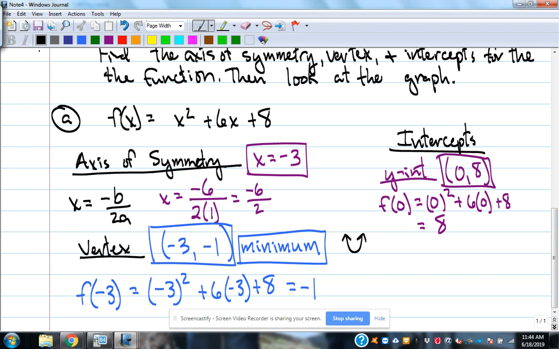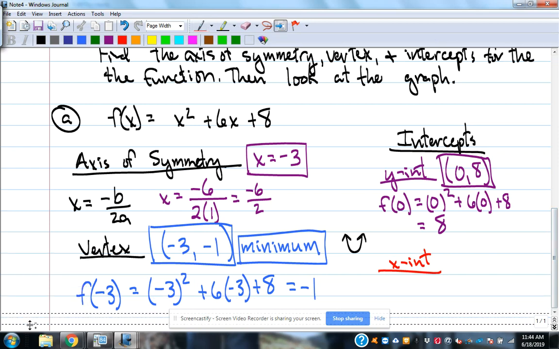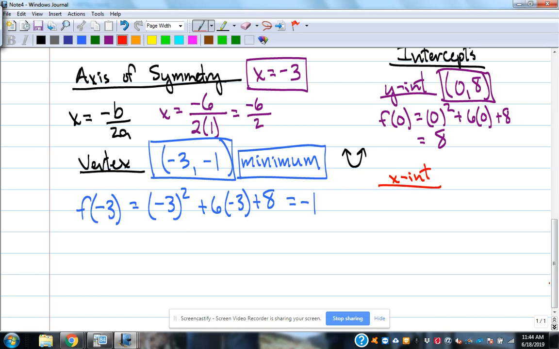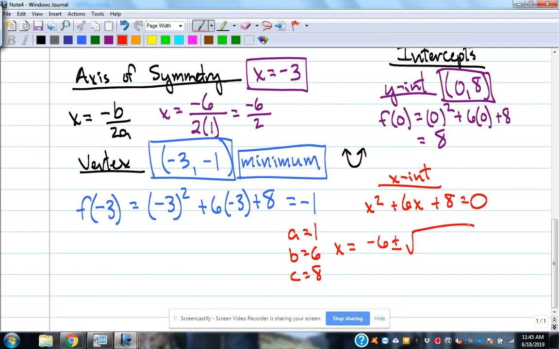All right. Last intercept to find is the x-intercepts. These are the tougher ones to find because there's a little bit more work involved because you usually got to do quadratic formula or solving by square roots or some sort of form like that. So what we're going to do to find the x-intercepts is we're going to set the problem equal to 0. x squared plus 6x plus 8 equals 0. And then we're going to solve that. I'm going to solve it by quadratic formula because that gets me an answer every time. Okay. So a is 1, b is 6, c is 8. So that'd be -6 plus or minus the square root of 6 squared minus 4 times a times c, over 2 times a.